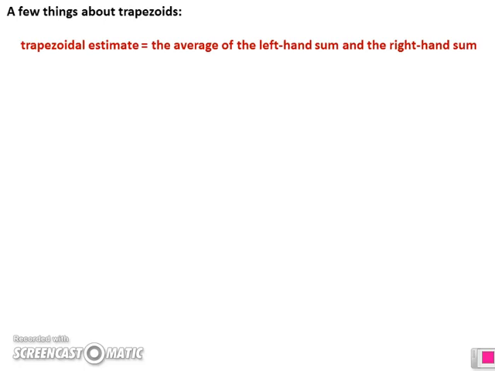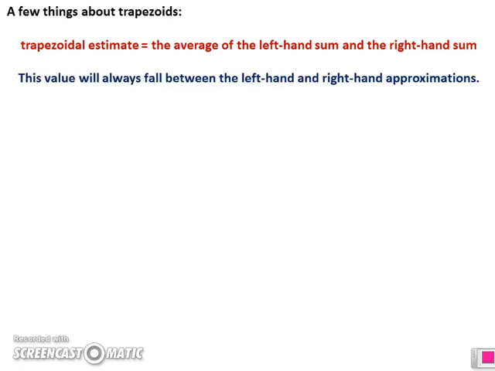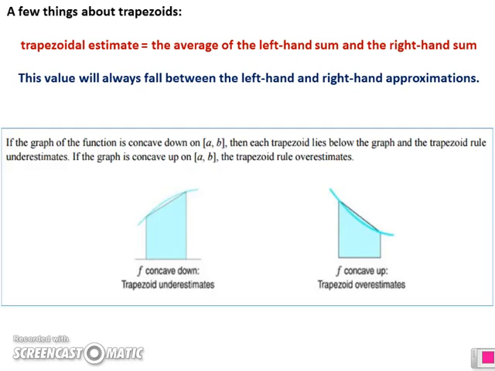Let's talk about trapezoids now. First of all, a trapezoidal estimate is the average of the left-hand and the right-hand sum, which is great. And the value of a trapezoid estimate will always fall between the left and the right, obviously, if it's the average. So notice if we have a concave down graph, our trapezoid will be an underestimate. If we have a concave up graph, our trapezoid is an overestimate.